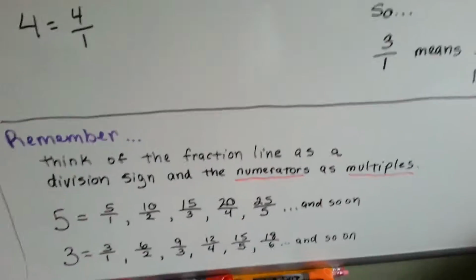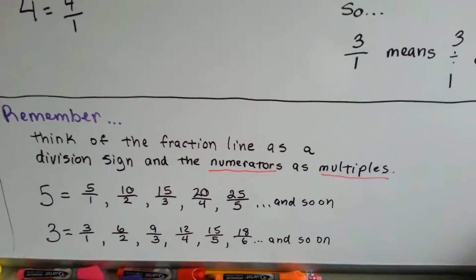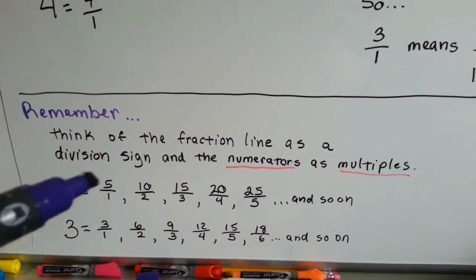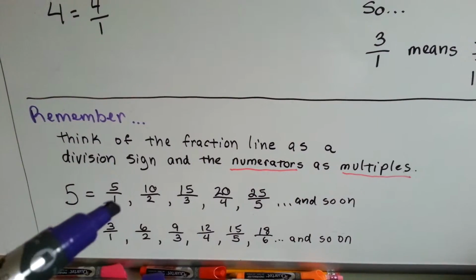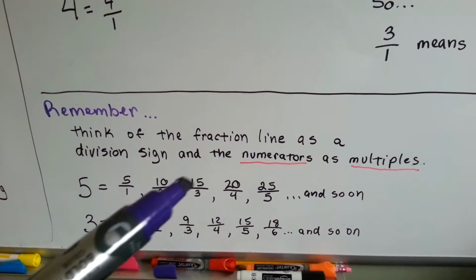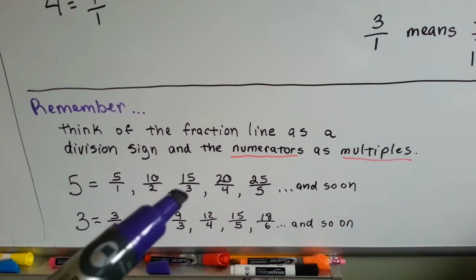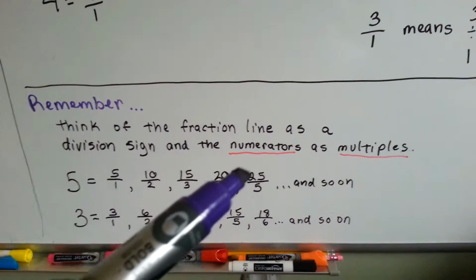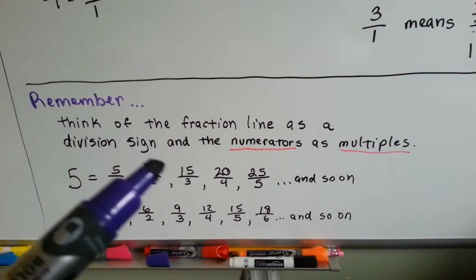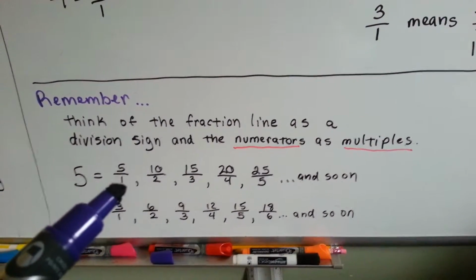So remember, think of the fraction line as a division sign, and the numerators as multiples. So for 5, 5/1 is 5, 10/2 is 5, 15/3 is 5, which would be 10/2, 15/3, 20/4, 25/5. These are all multiples of 5. See, 5, 10, 15, 20, 25, and a counting number underneath it.